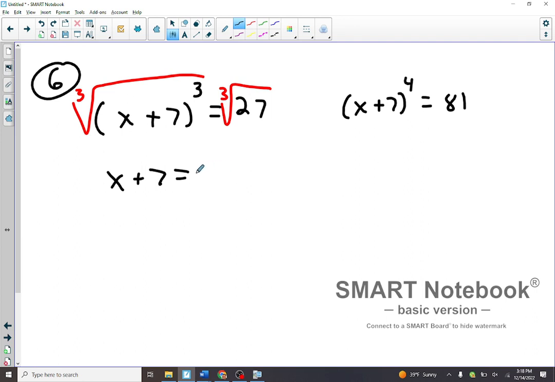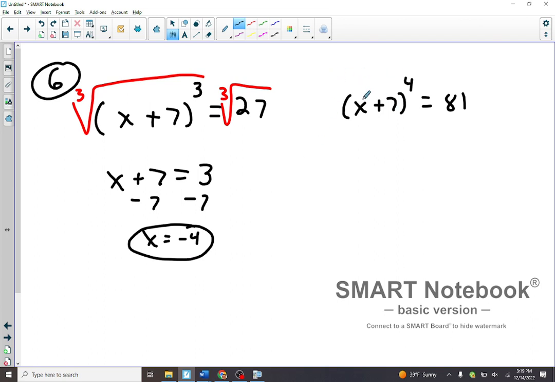No, the cube root of 27 is 3. And it's only positive 3 in this case. So minus 7, minus 7, x equals negative 4. Why is it not plus minus? Because negative 3 times negative 3 times negative 3 gives you negative 27.